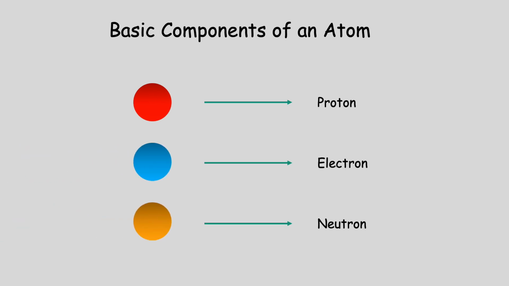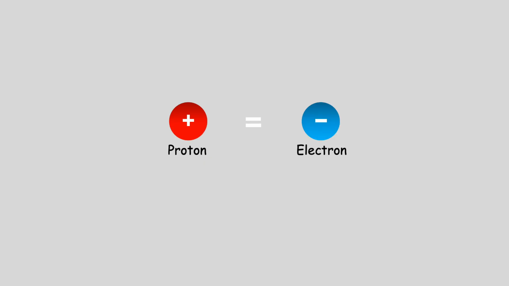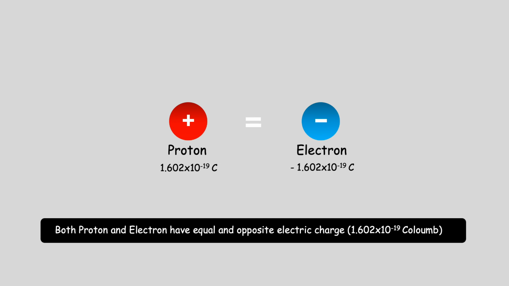Everything in this universe is made up of atoms. We cannot see atoms with our naked eyes. We could probably get a glimpse with a scanning tunnel microscope. Atoms are made up of three basic components: protons, electrons, and neutrons. Protons are positively charged, electrons are negatively charged, and neutrons do not have any charge. Both protons and electrons have equal and opposite charge.